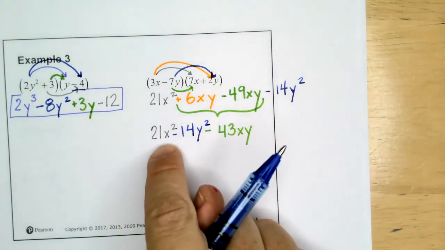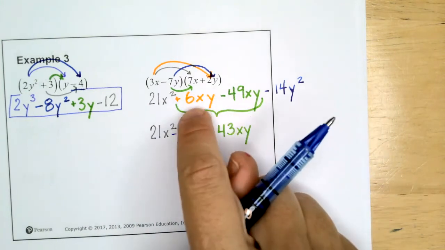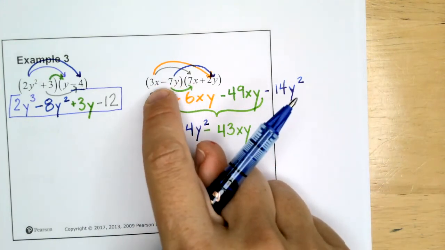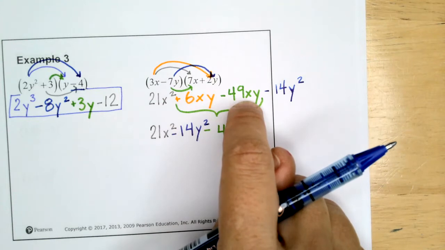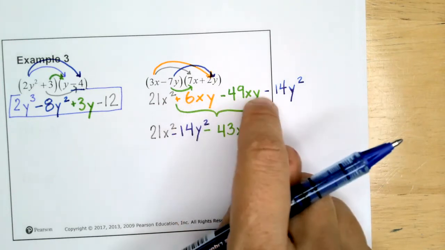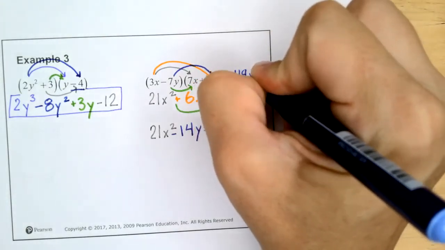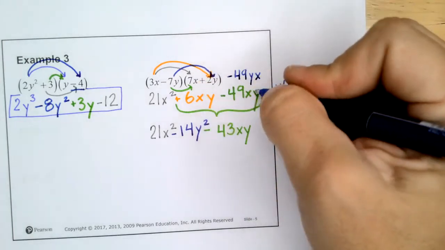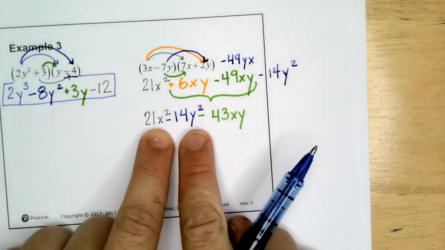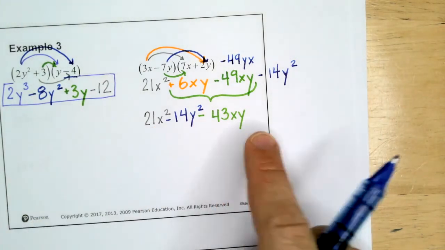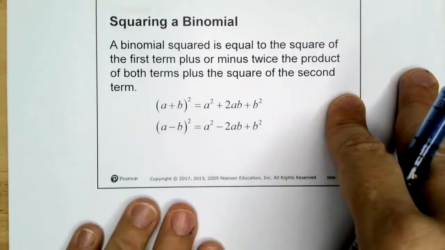I changed the order just because I like the squareds before the non-squareds, but there's nothing wrong with the other way around. And just like up here, I said 3, we said 6xy, and then it would actually be 49yx. I just wanted it to look the same as this one, so I changed it from yx. It could have been negative 49yx, right? I like the squareds before the single powers. So I just moved that one, but you do not have to.